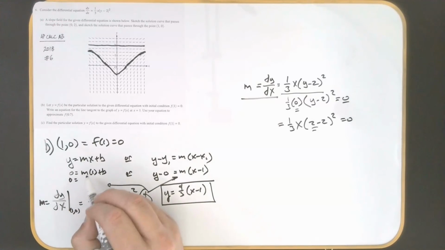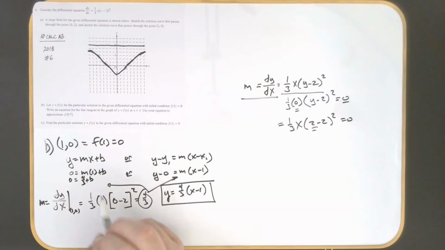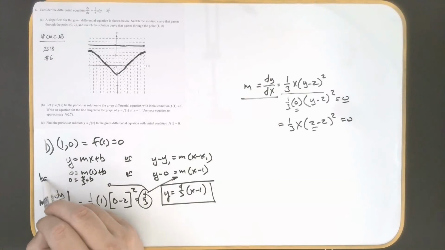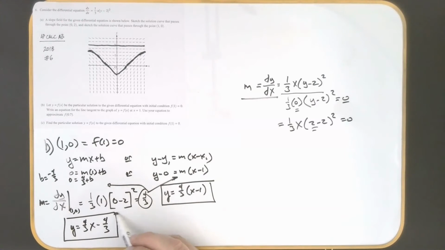We'll do 0 is equal to 4/3 times 1, which is 4/3, plus b. Subtract that over, and I think you can see, we'll put this off to the side here, that b must equal negative 4/3 when you subtract that over. So my slope-intercept form would be y is equal to my slope of 4/3, x minus 4/3 for my y-intercept. And again, both formats are fine.